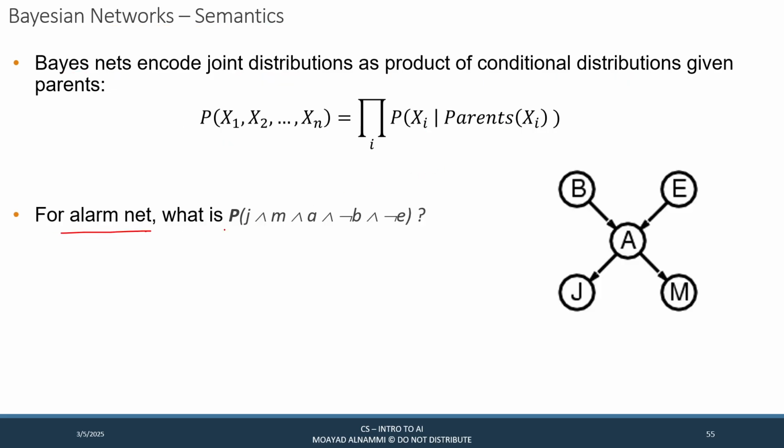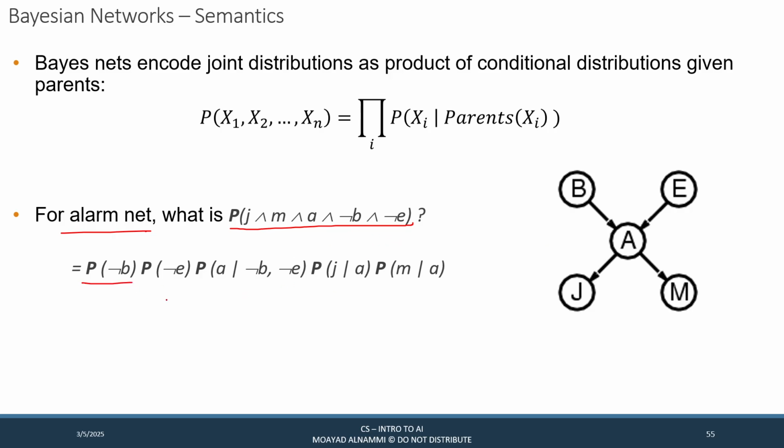For the alarm net, the joint probability of all the variables can be broken down, consulting the network, into the probability of not B, multiplied by the probability of B, times the probability of E, times the probability of A given B and E, times the probability of J given A, times the probability of M given A.